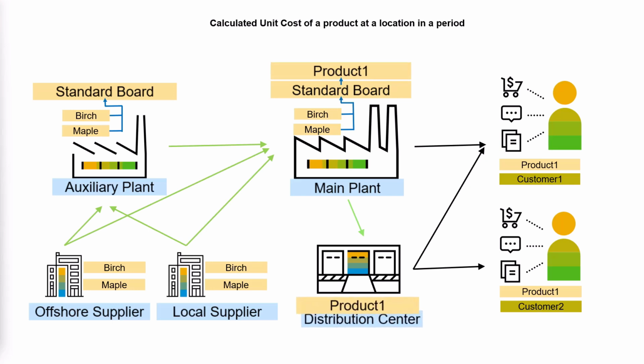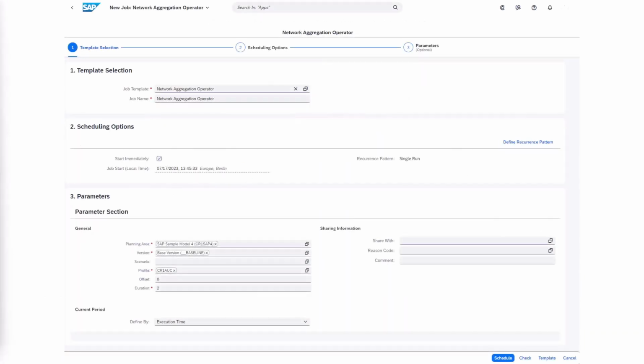The operator also considers the cost of material held in the inventory at the location in a specific period to calculate the costs in subsequent periods. To roll up cost, select the Network Aggregation Operator template in the Application Jobs app and specify a planning area, version, and optionally a scenario.